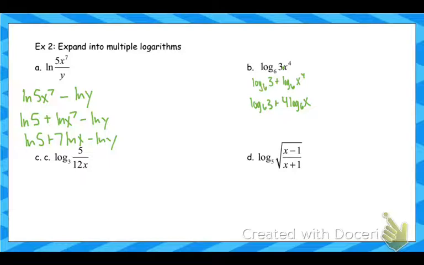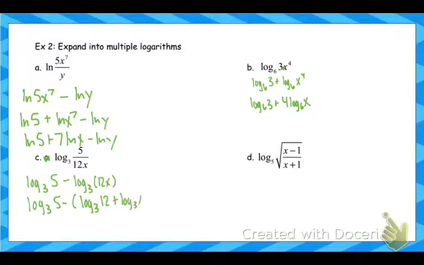All right, look at the next one. I have c written twice. That's okay. So again, I'm going to separate it first where the division is. So this would be log base 3 of 5 minus log base 3 of 12x. And again, that's 12 times x. So I can write this two ways. I can put some parentheses, and then this could be log base 3 of 12 plus log base 3 of x. Or, since both of them are in the bottom, I can make both of them follow a minus. So either one is okay.